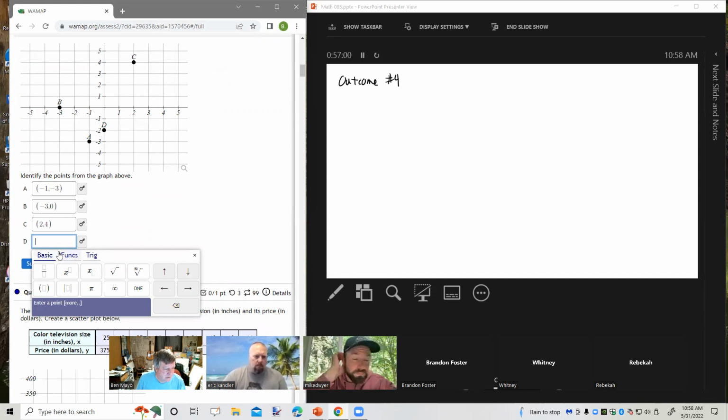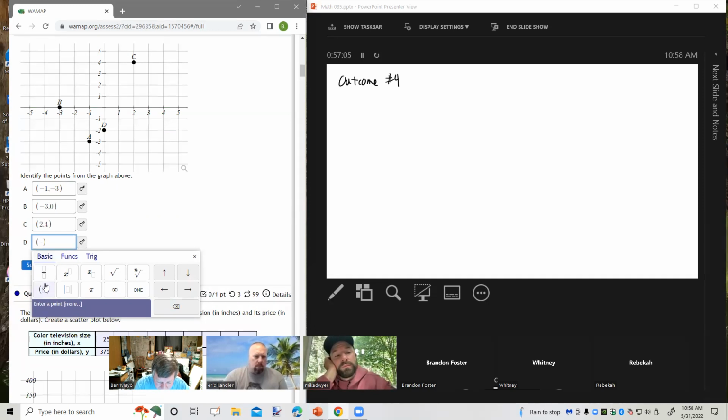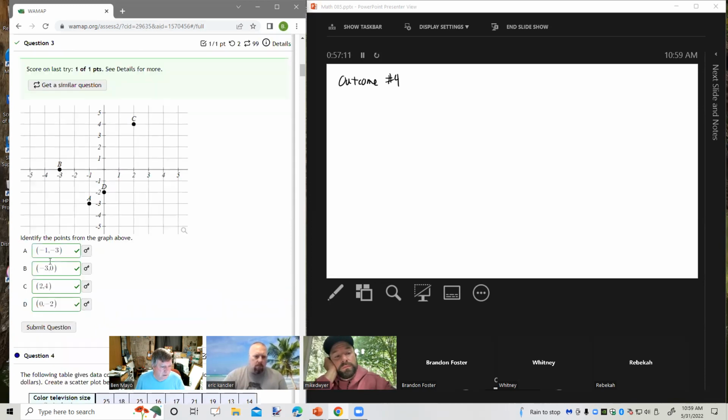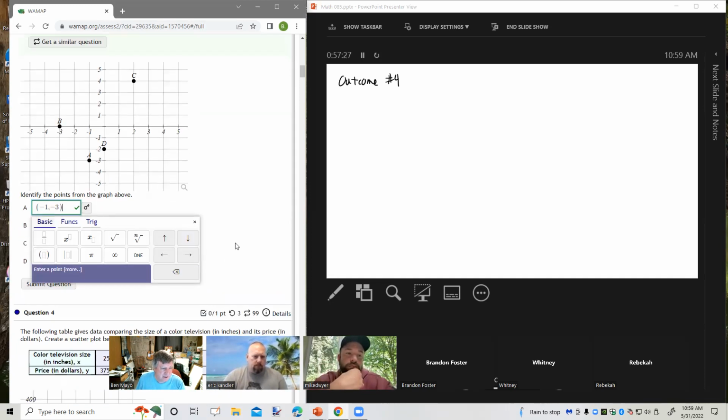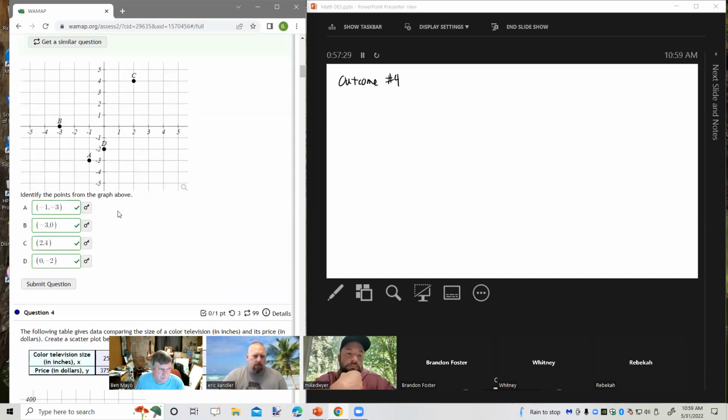And D is X is 0, Y is -2. So 0, I guess I've got to put parentheses there one way or another. 0, comma, -2. Okay. So again, I can put parentheses by either using this or using the keyboard. But if you put in a space in this context, it shifts it outside of the parentheses, so you kind of have to get used to the notation. We all right with number 3?